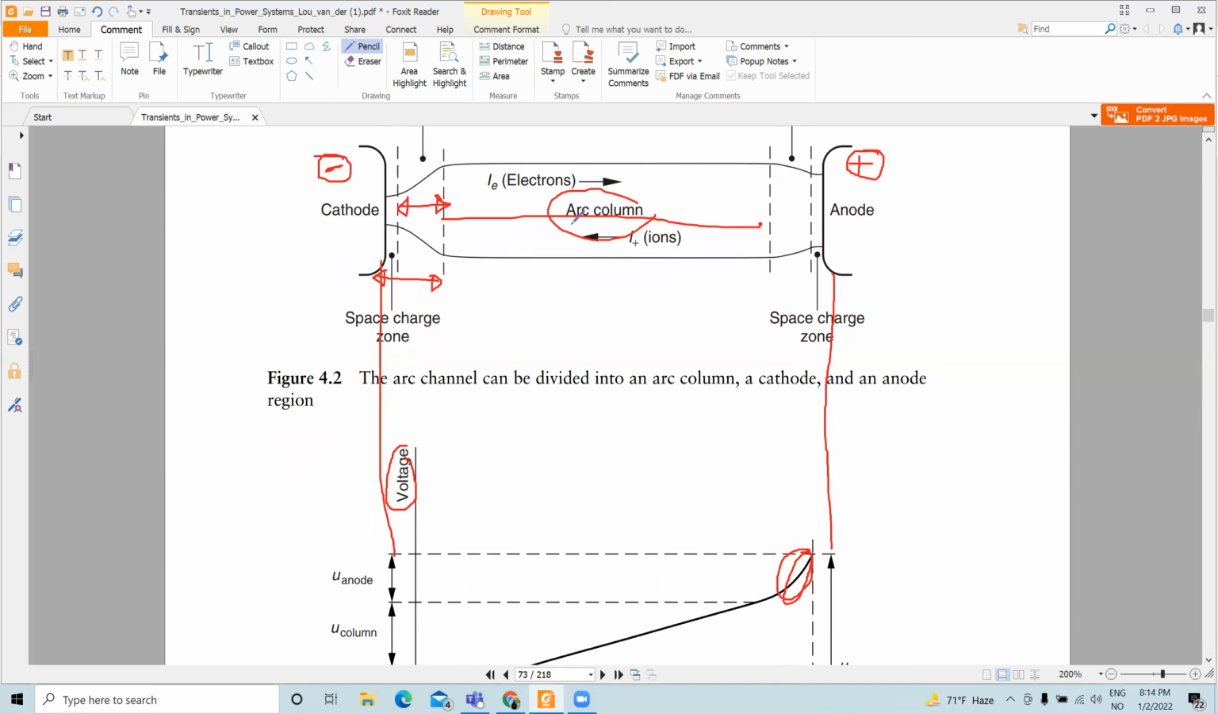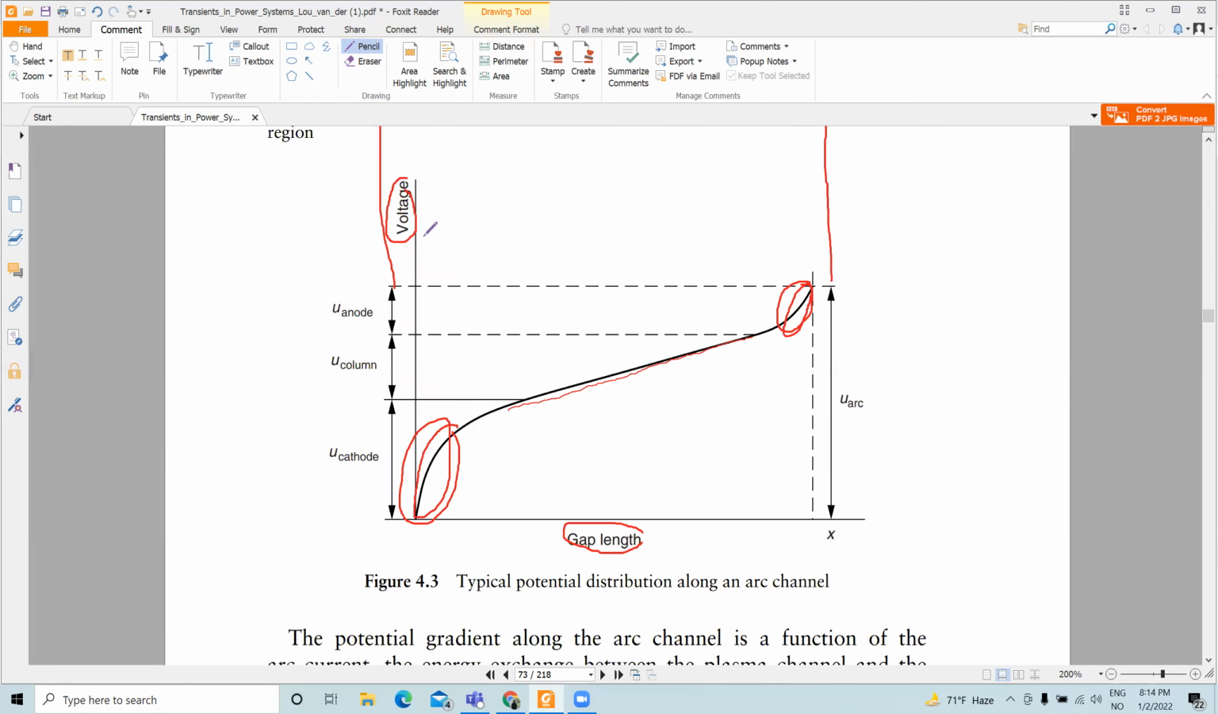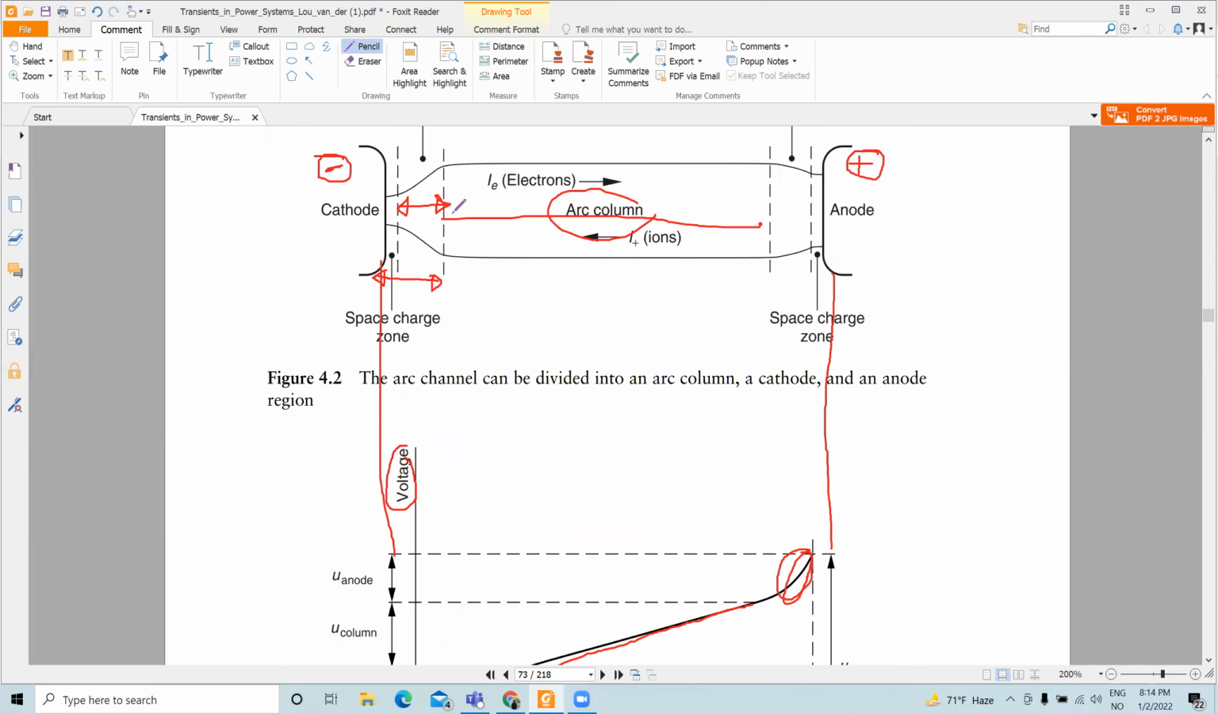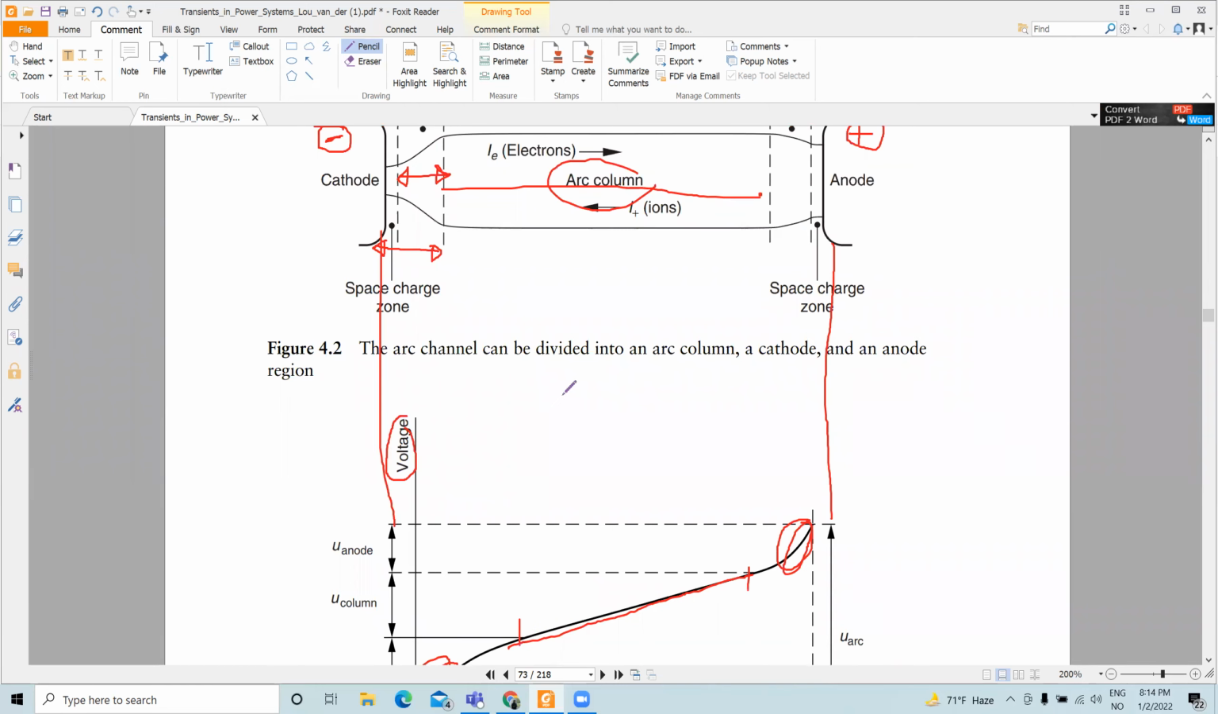The arc column has a relatively less slope. That means the amount of voltage per unit distance is relatively small in this portion. So this is what you have inside the arc.